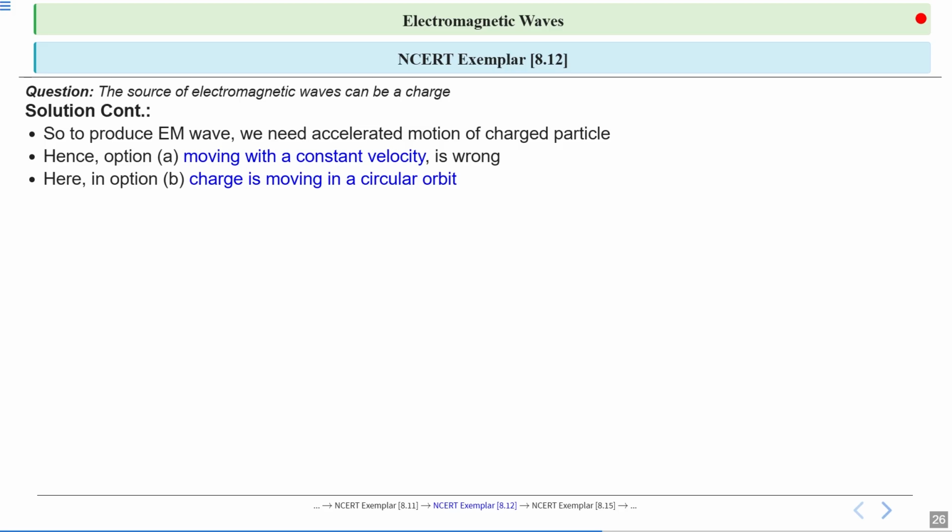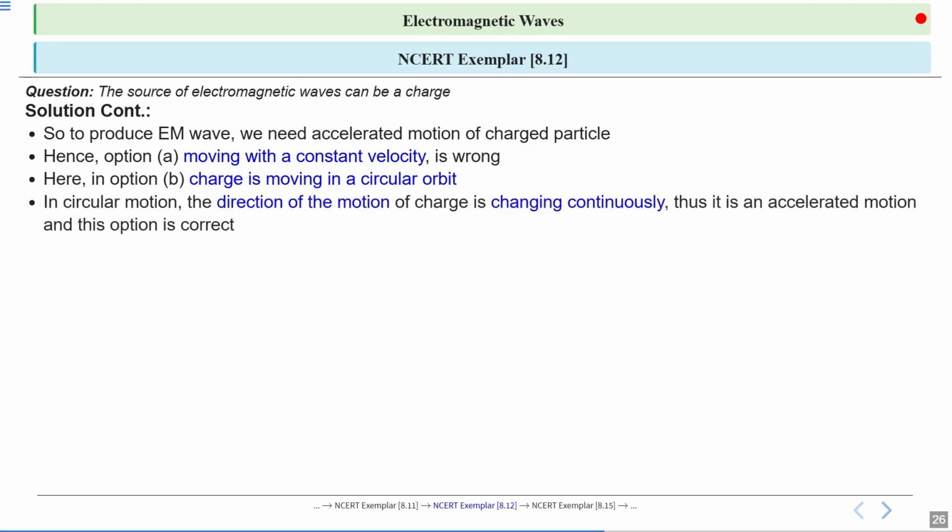But in uniform circular motion, the magnitude of velocity is not changing, but the direction of velocity is changing with respect to time. Due to the change in direction, acceleration will be produced. So that motion of the charged particle is accelerated motion. In circular motion, the direction of motion of the charge is changing continuously. Thus, it is an accelerated motion, and hence the option is correct, because accelerated motion will produce the electromagnetic wave.